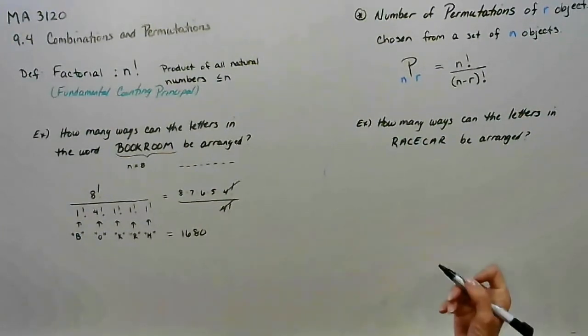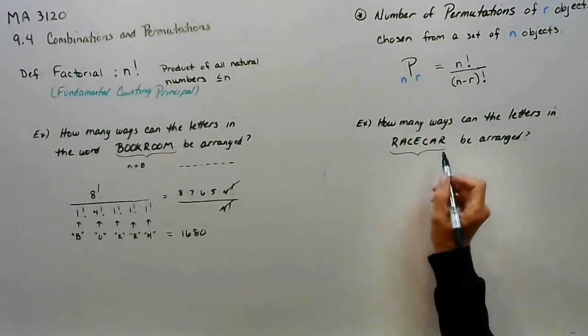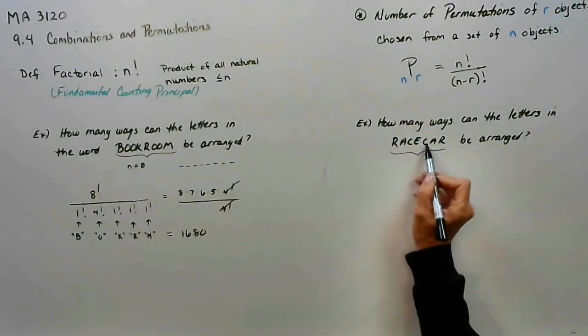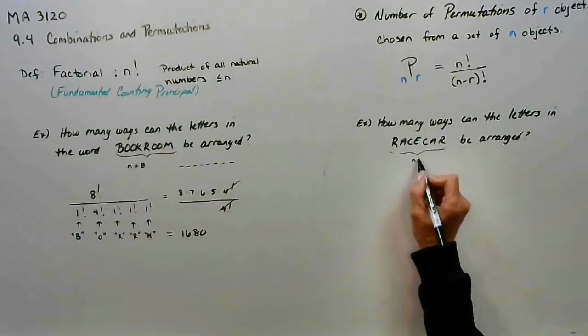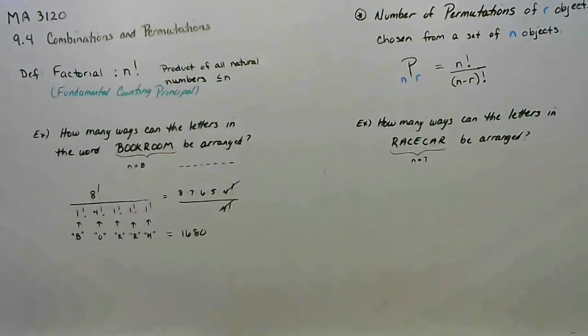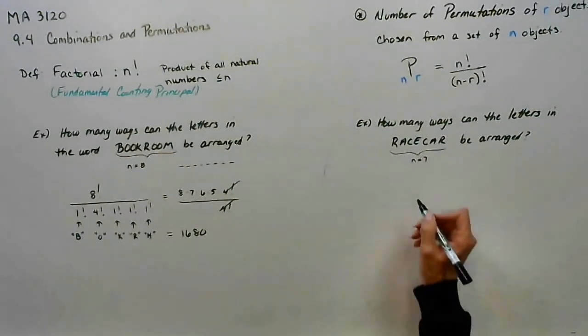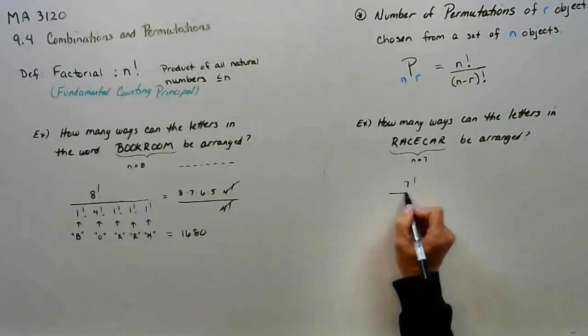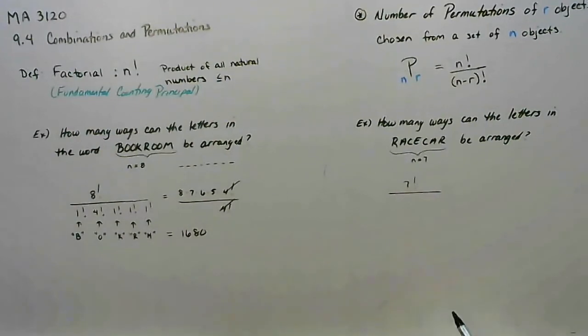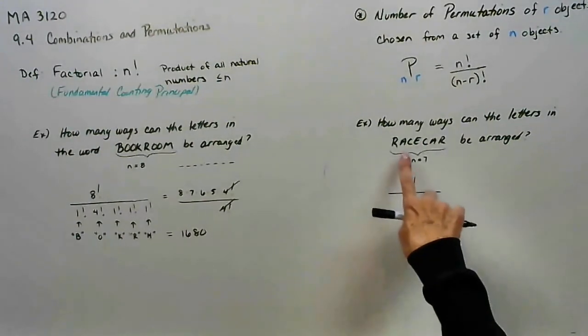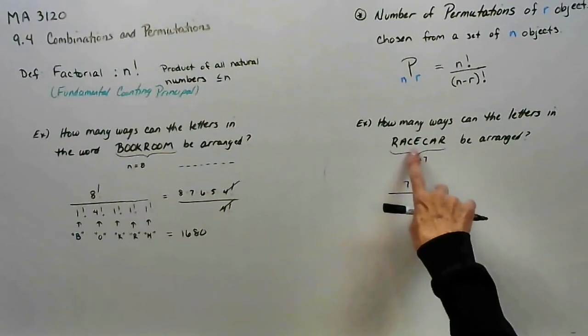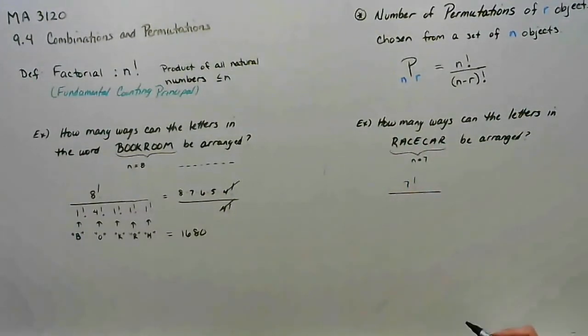Well, first of all, how many letters do we have? 1, 2, 3, 4, 5, 6, 7. So the natural number, the number of letters we have, is 7. The counting number is 7. So that means we would have 7 factorial, which would count all of them for the first spot, and then 6 of them for the second spot, 5 of them for the third spot, etc. But we've doubled up because we have several of the same letter. So we have to divide out the repeats.